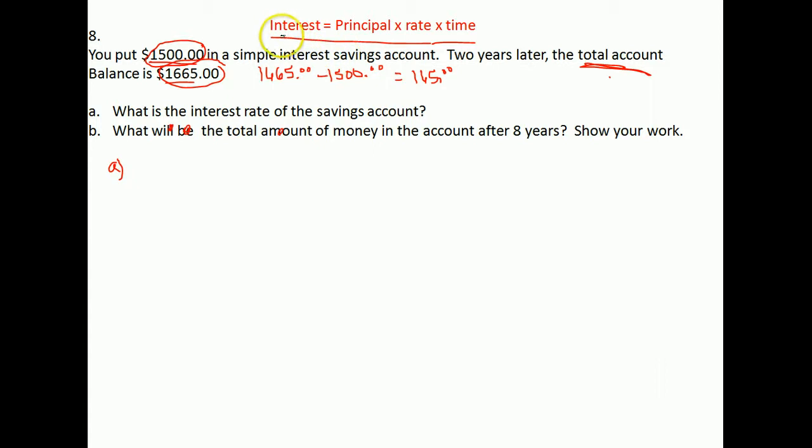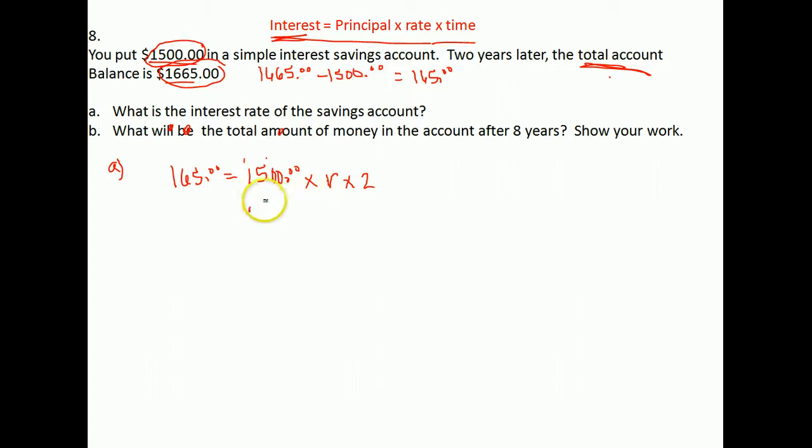So now we can use our formula here. It says interest, so again, our interest that we earned was $165, is equal to the principal. We do know the principal this time. The principal is the amount you started with. So we started with 1,500 times the rate. We don't know the rate. I'm just going to call it R. Times the amount of time. We do know the time for part A was 2 years. We want to find our rate.